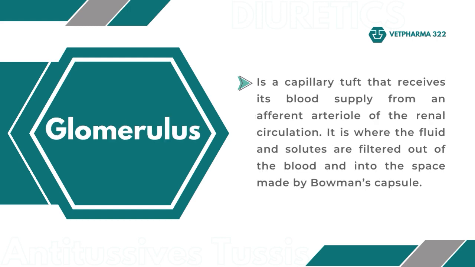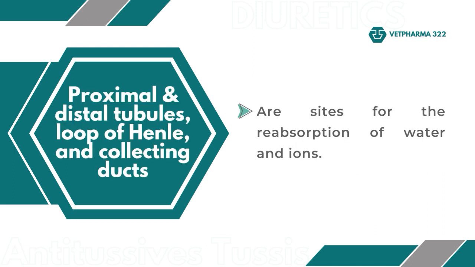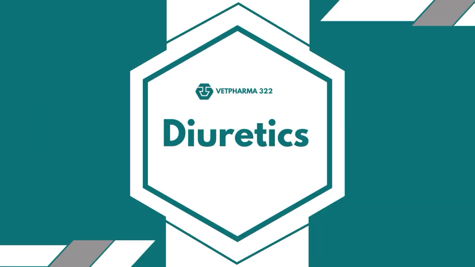The glomerulus is a capillary tuft that receives its blood supply from an afferent arteriole of the renal circulation. It is where the fluid and solutes are filtered out of the blood and into the space made by Bowman's capsule. The proximal and distal tubules, loop of Henle, and the collecting ducts are the sites for the absorption of water and ions. And now, we will be discussing the drugs acting on the urinary system.